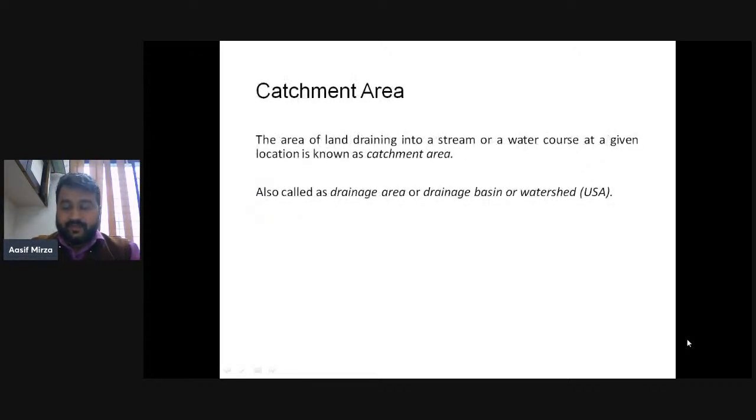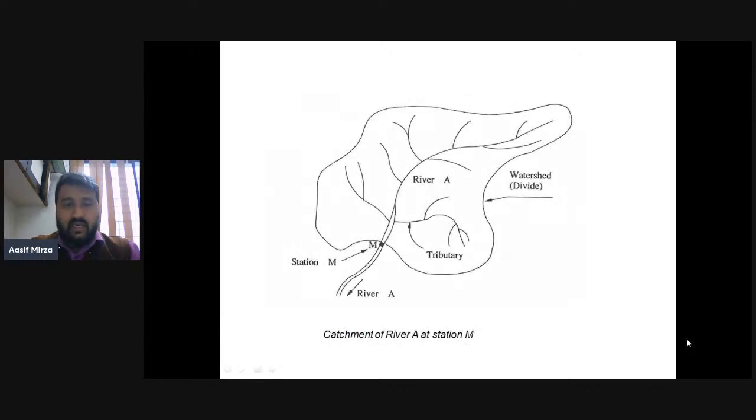Okay. So, in surface hydrology, the very first term we will see is the catchment area. What is meant by the catchment area? It is the area of land which is draining into a stream or a water course at a given location, and it is known as the catchment area.